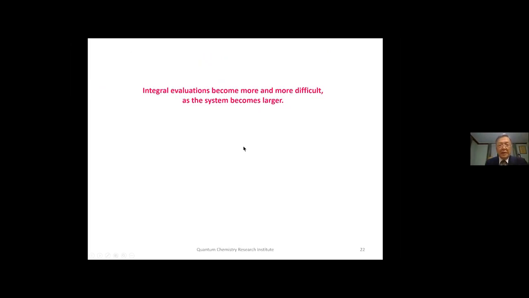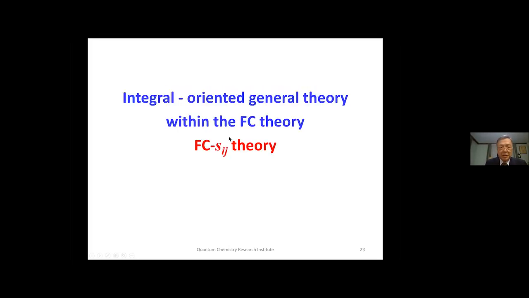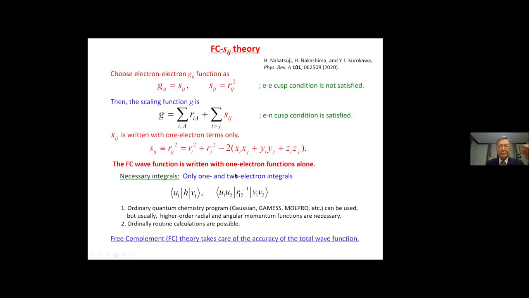But anyway, integral evaluations become more and more difficult as the system becomes larger. So we want to consider an integral-oriented general theory within the free component theory, which we call free component SIJ theory. This theory was published very recently. In this theory, we choose the electron scaling function Gij as Sij. Sij is this function. Therefore, the electron-electron cusp condition is not satisfied by this wave function.